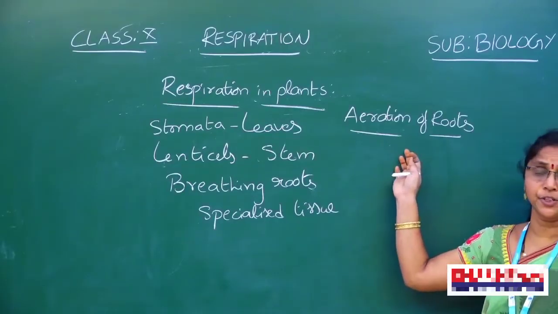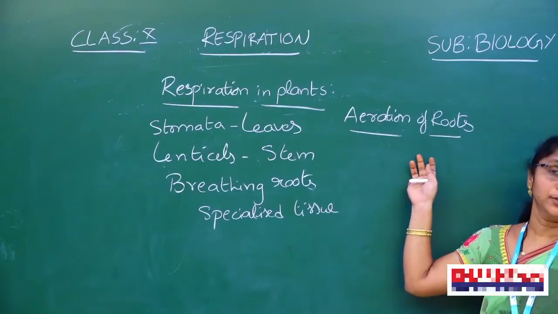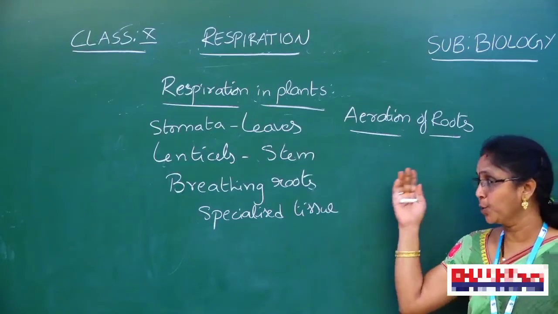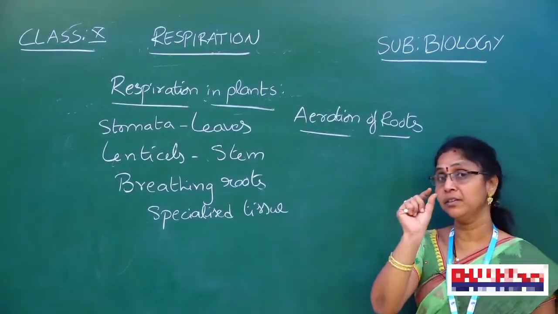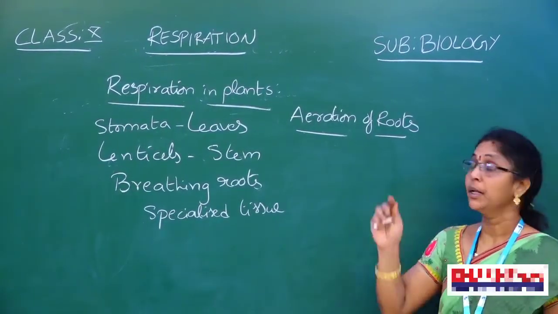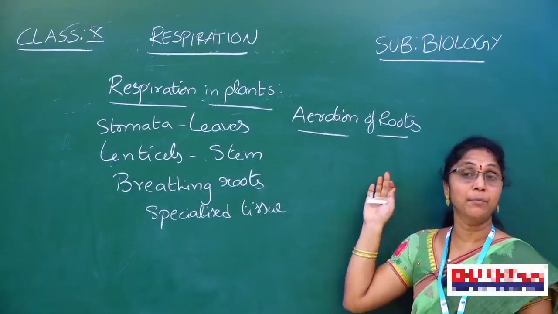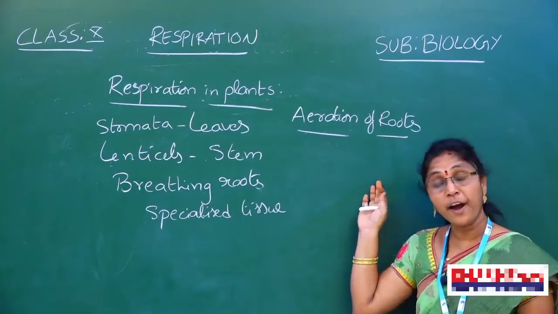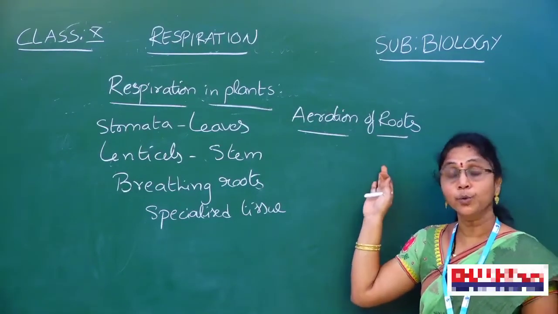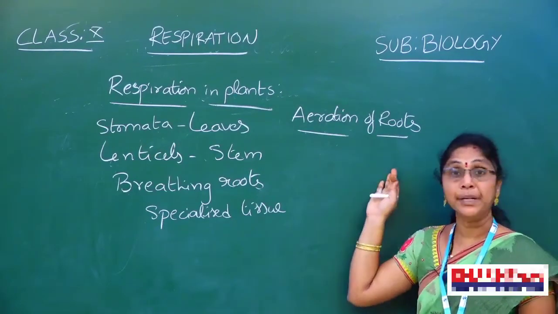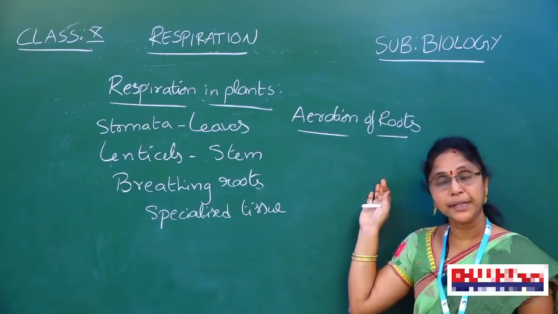See, one more structure: aeration of roots. Here, in some plants, the respiration process occurs through lenticels or the root hairs. The root hairs are thin structures. Now, wherever the nature is moist, that means in wetland or marshy areas, the respiration process occurs through root-like structures called breathing roots, where waterlogged conditions are present.